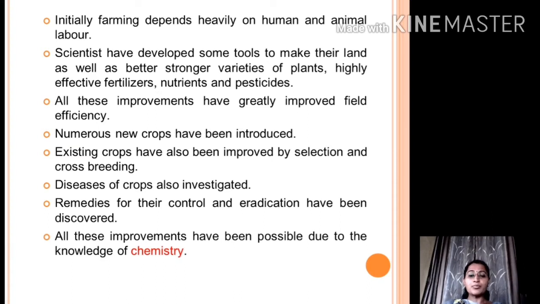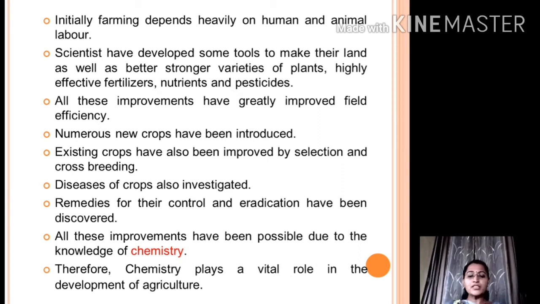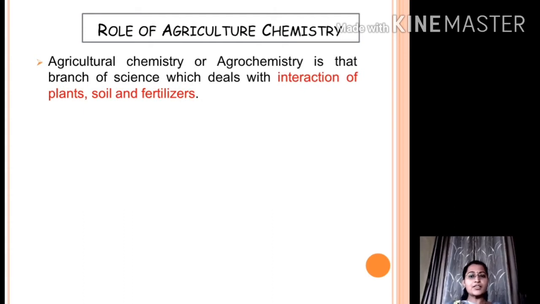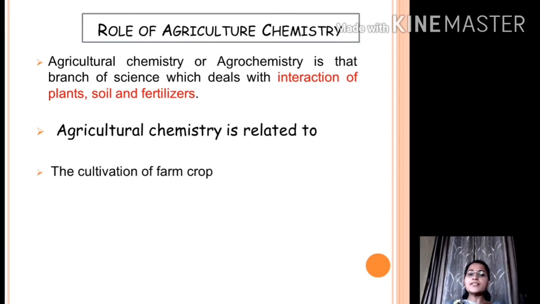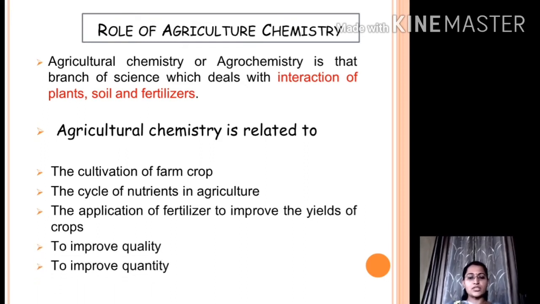And guys, all these improvements have been possible due to the knowledge of chemistry. Therefore, chemistry plays a vital role in the development of agriculture. That's why we say agriculture chemistry. Now we focus on the role of agriculture chemistry. We know agriculture chemistry or agrochemistry is that branch of science which deals with the interaction of plants, soil and fertilizer. This is related to the cultivation of farm crops, the cycle of nutrients in agriculture, and the application of fertilizer to improve the yields of crops, as well as to improve quality and quantity.